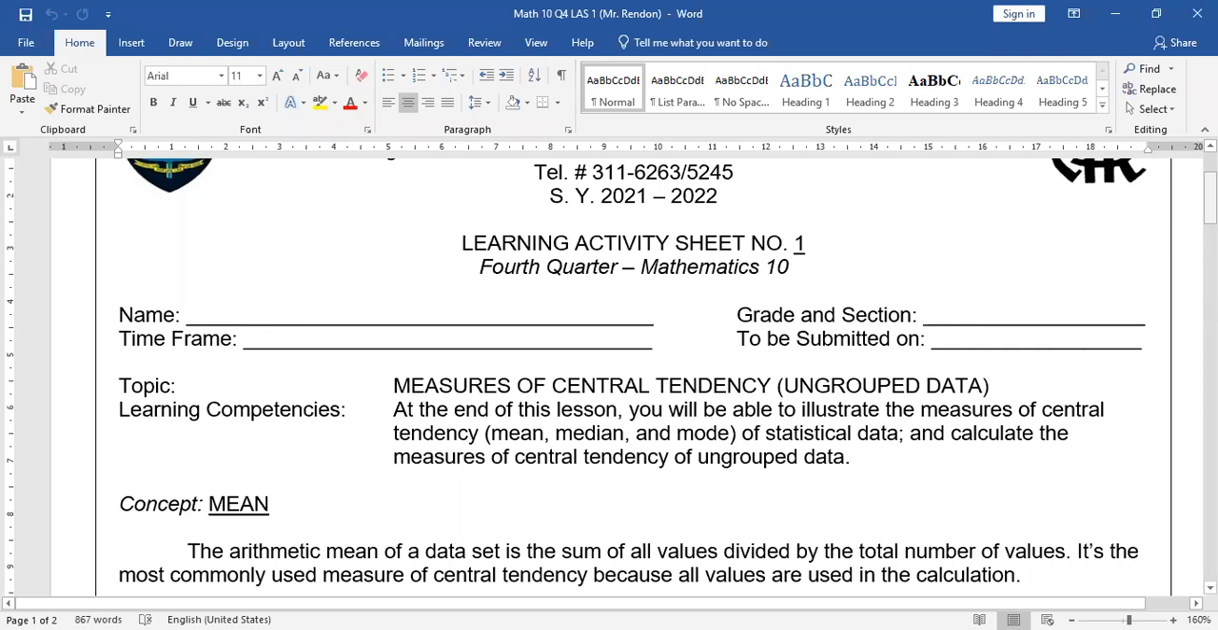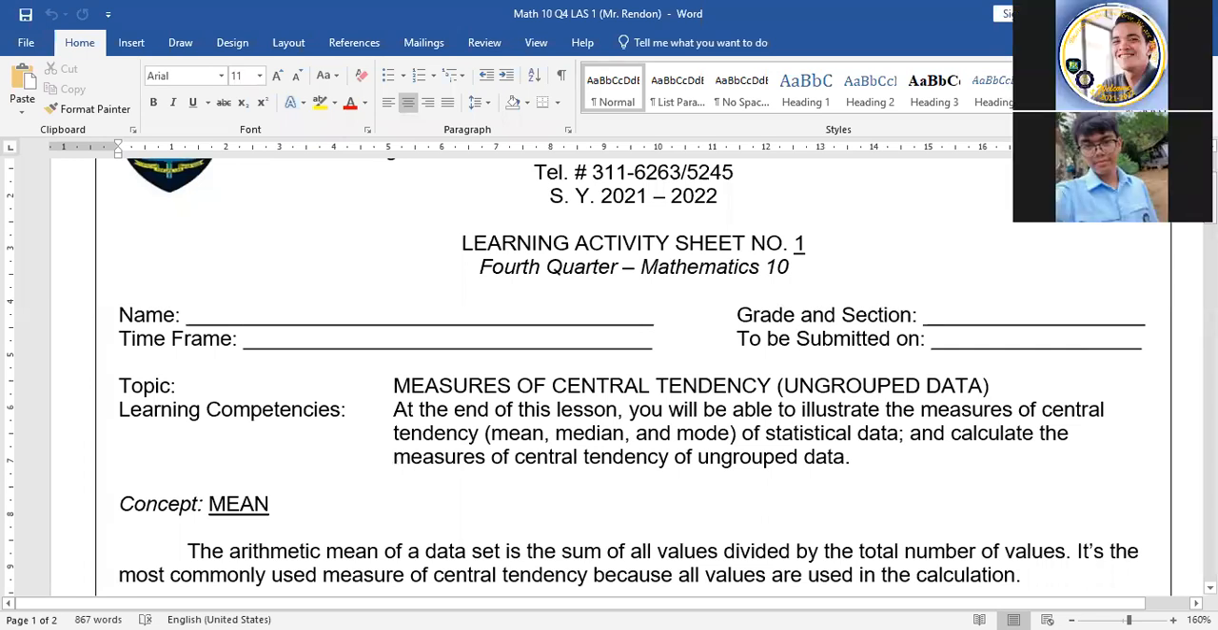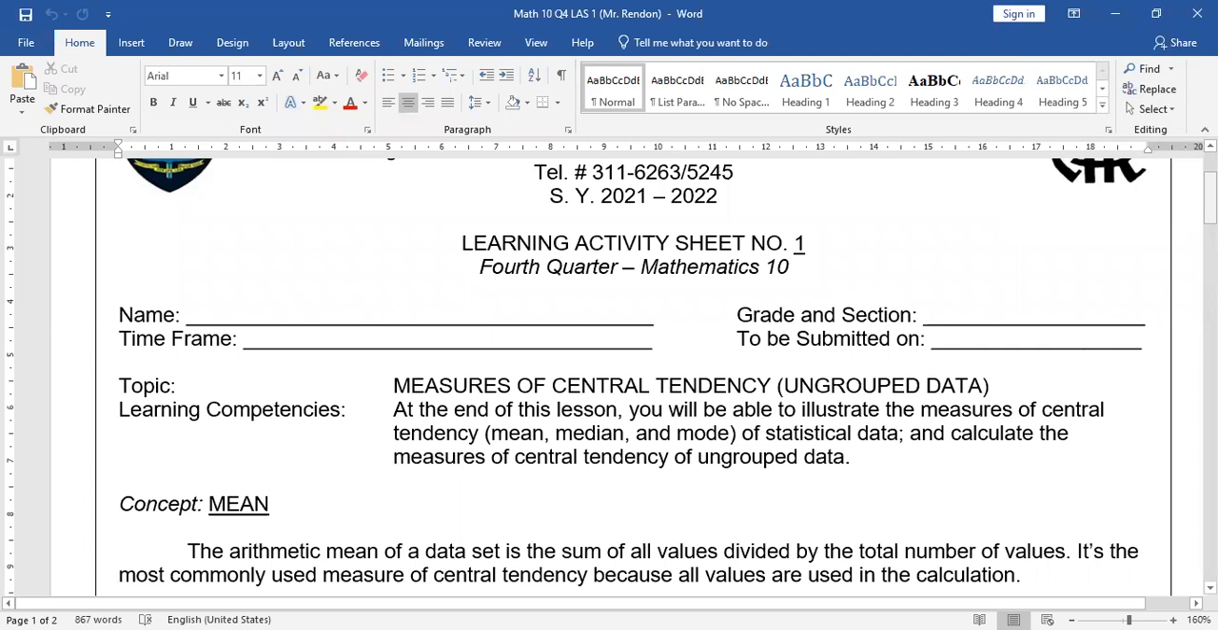But as you have seen in your LAS, you were given the LAS for the whole quarter. Now LAS 1 is for the measures of central tendency for ungrouped data. LAS 2 is on the making of the frequency distribution table. LAS number 3 is on the measures of central tendency for grouped data. And then LAS 4, 5, and 6 are on measures of position. We have the decile, the quartile, and then the percentile. So we have 6 topics for this quarter.